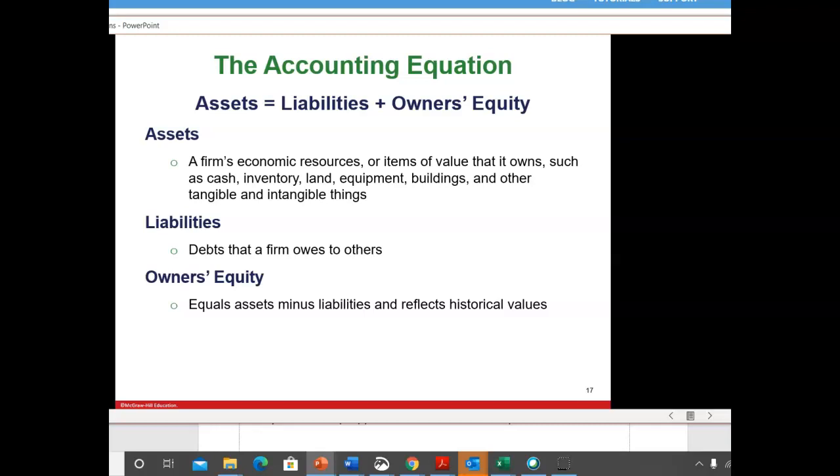Liabilities, of course, are debts that a firm owes to others. Owner's equity is basically the equity that the owner has put in. So it equals the assets minus the liabilities, and reflects historical values. So the easy way to think about the accounting equation is to think about what the formula entails. It entails your liabilities plus your owner's equity equals your assets. That's actually the accounting formula and the equation that we will begin our discussion with as we're discussing this chapter.